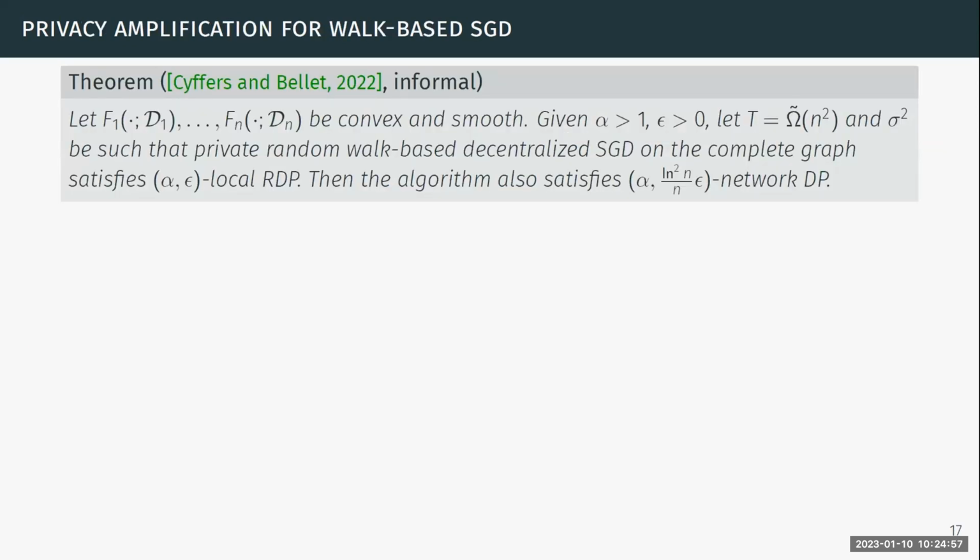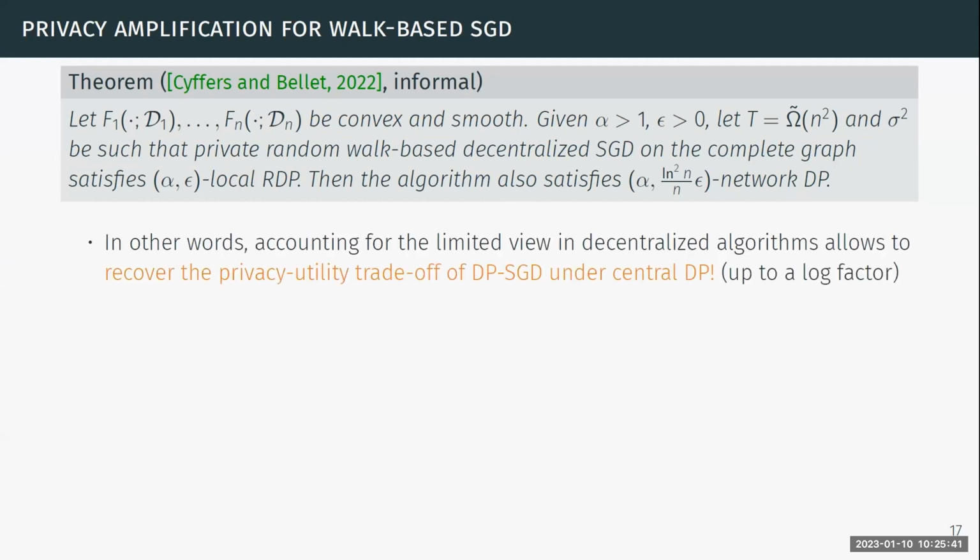So this is the result, a little bit informally for simplicity. Here there are some assumptions on the objective function. So this is restricted to the convex case. And then what we show essentially is that if you choose the noise that the users add to each gradient to be such that this algorithm satisfies alpha epsilon local RDP, so the local version, then this same algorithm satisfies alpha log n over n epsilon in this network DP setting.